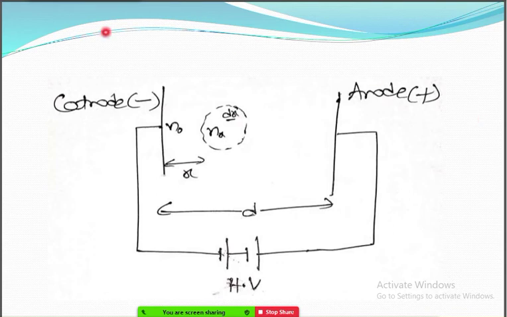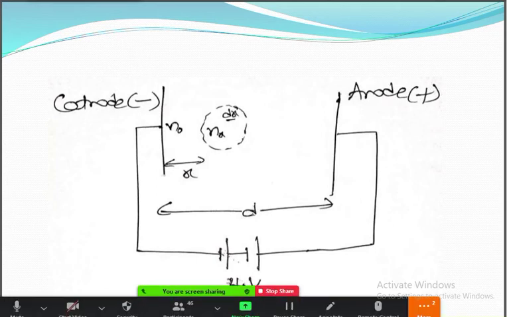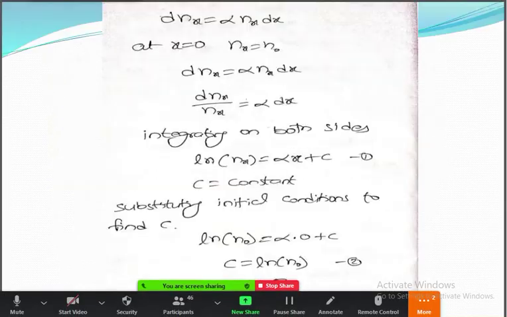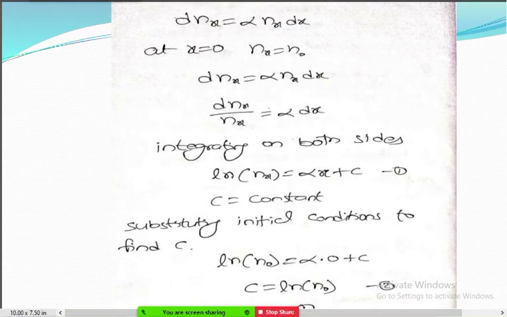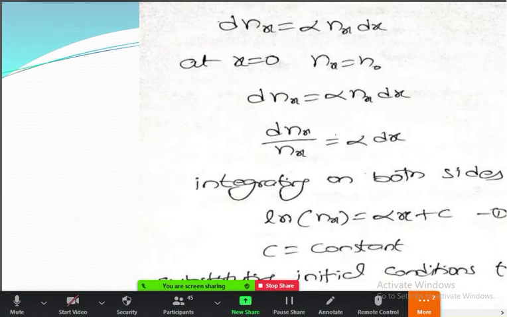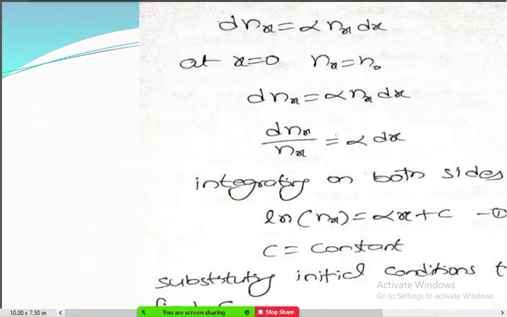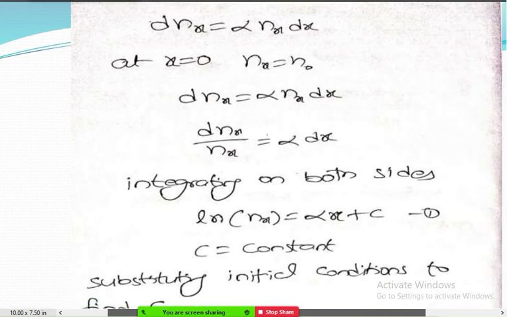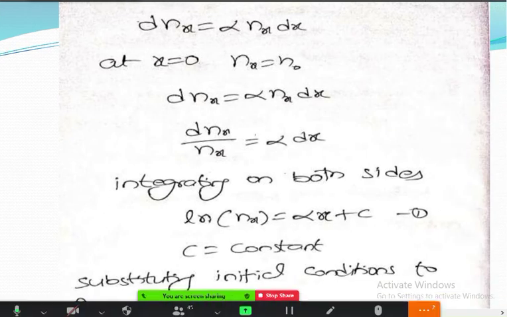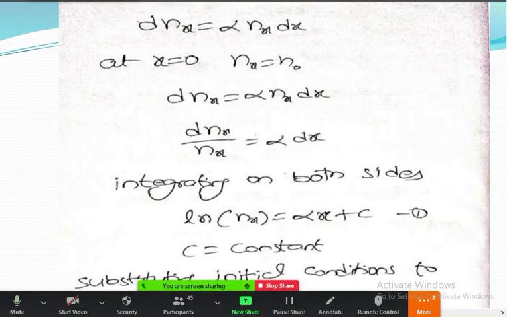So we'll move on to the next slide. Here we will see the derivation part. I think you are able to see the screen. If there is any problem, please inform me.